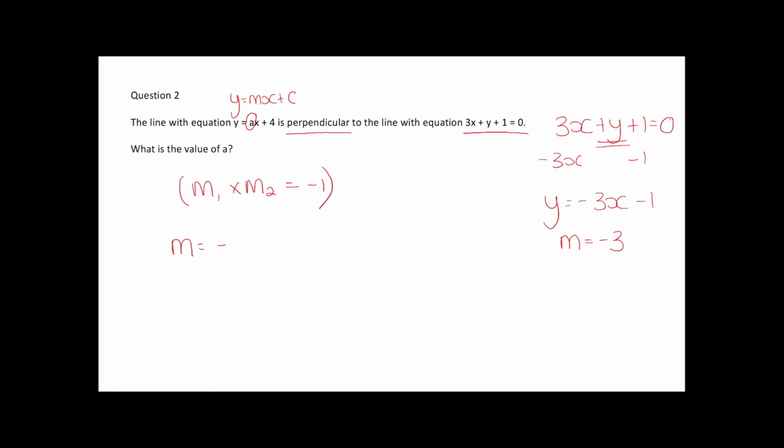We've currently got that our gradient is -3. Now remember that -3 is the same as -3/1. Any number written by itself is that number over 1. So this time when we're thinking about flipping it upside down and changing the sign, our -3/1 is going to become a positive. Flip your 3 and 1 to become 1/3. So the value of A is 1/3.